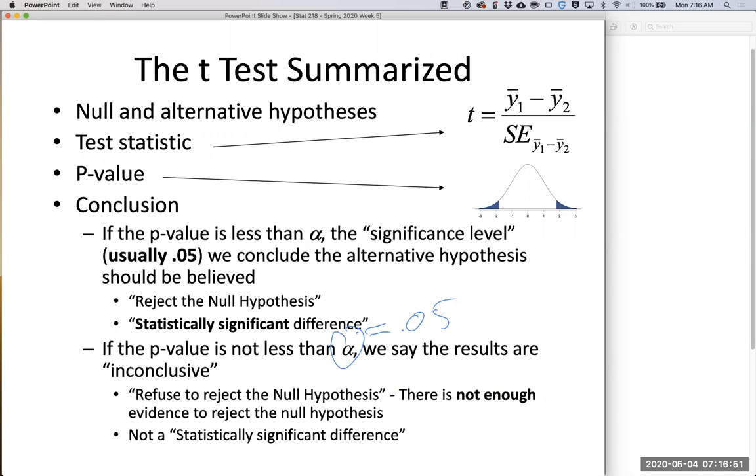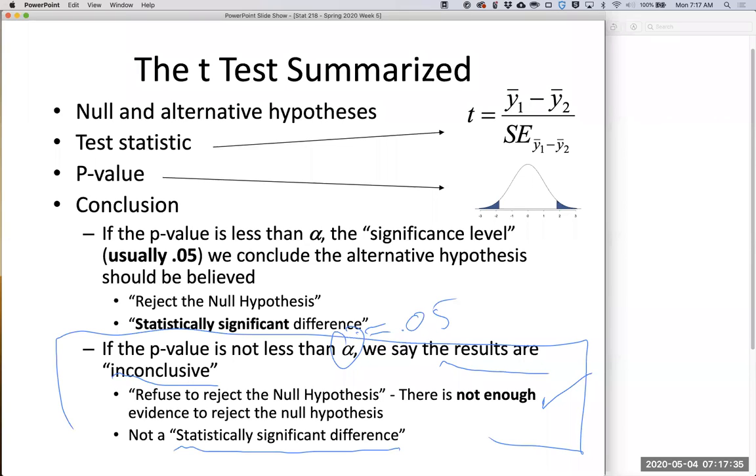Alpha is the cutoff, if you will, the significance level of a hypothesis test. Because my p-value is more than 0.05, I'd say these results are inconclusive. There's not enough evidence to say that vanilla and chocolate are different on average. There's not a statistically significant difference. That is your conclusion right there. Any way you want to phrase it works for me, as long as it's technically correct. Our data do not conclusively demonstrate a difference between our two groups.